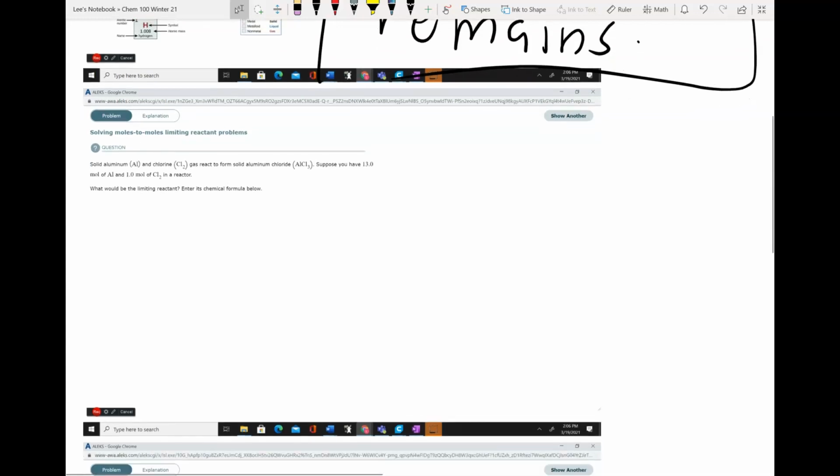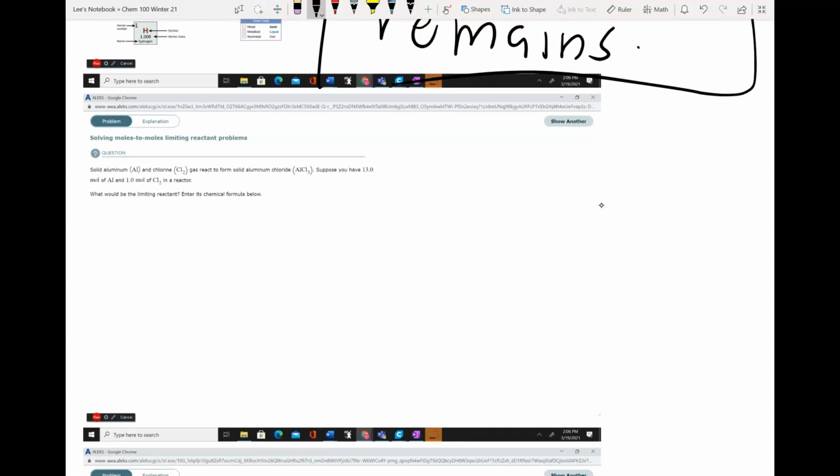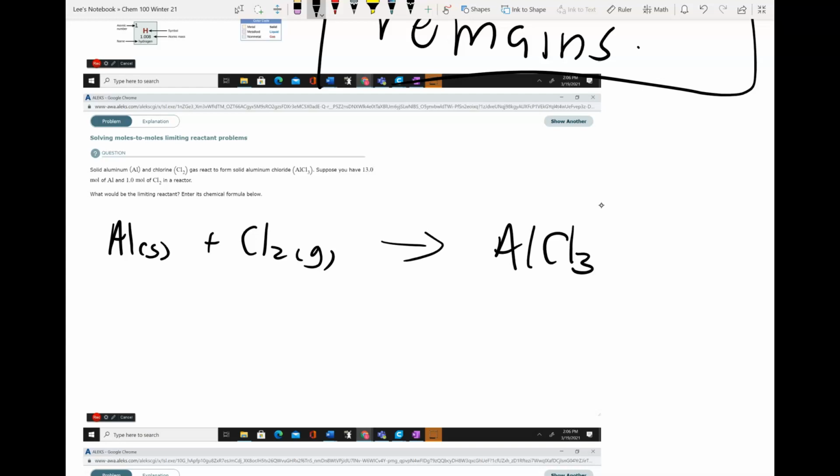So let's have a look at this one. Solid aluminum and chlorine gas react. So Al solid plus Cl2 gas to form aluminum chloride, AlCl3, and that's a solid. So what I see here is that it doesn't balance, and so I need 2 of those and 3 of those, and then I'm going to need 2 of those, and now everything balances, right? And you can check that 2 moles of, let's just do it this way.